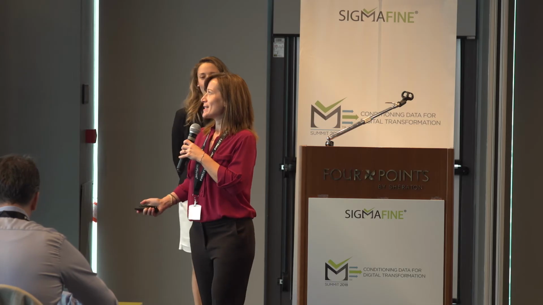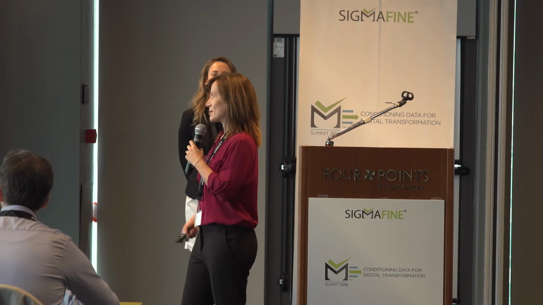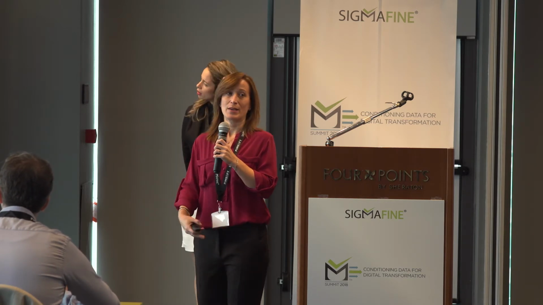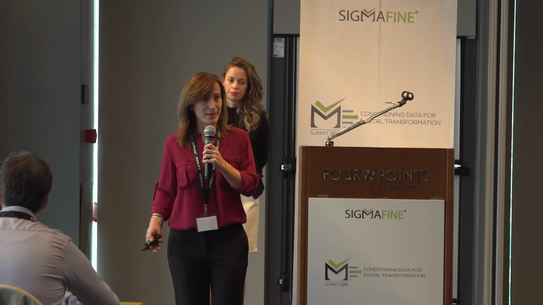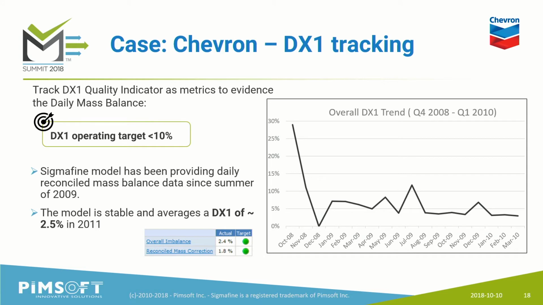Okay, so let's see some business cases, some applications of those KPIs, how they are used by our customers in their daily work and daily operations. This case is a case of Chevron. It's a refinery in the US, in El Segundo. They have about 30, 35 process units.